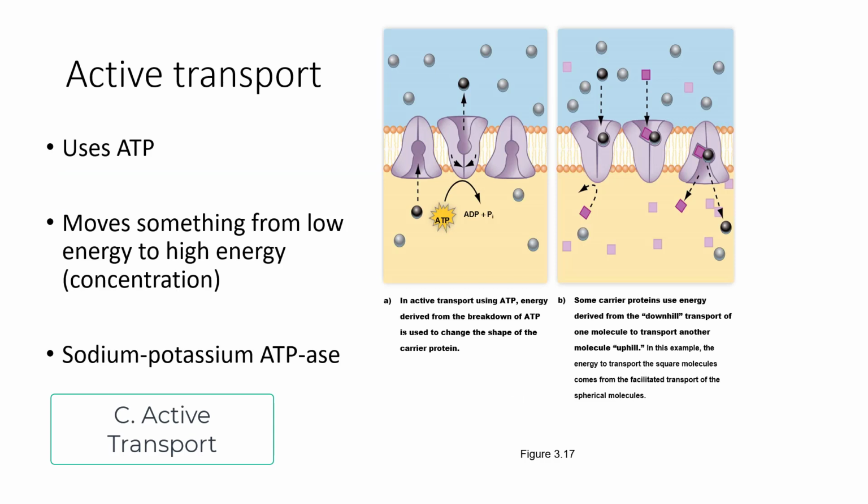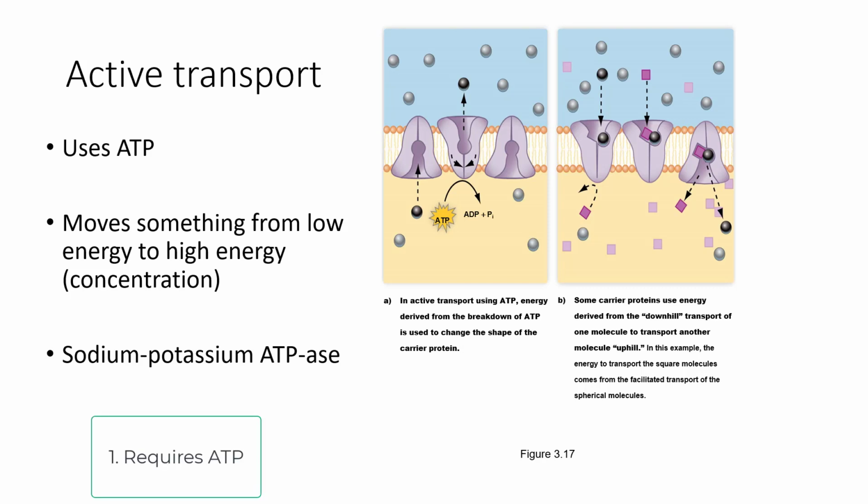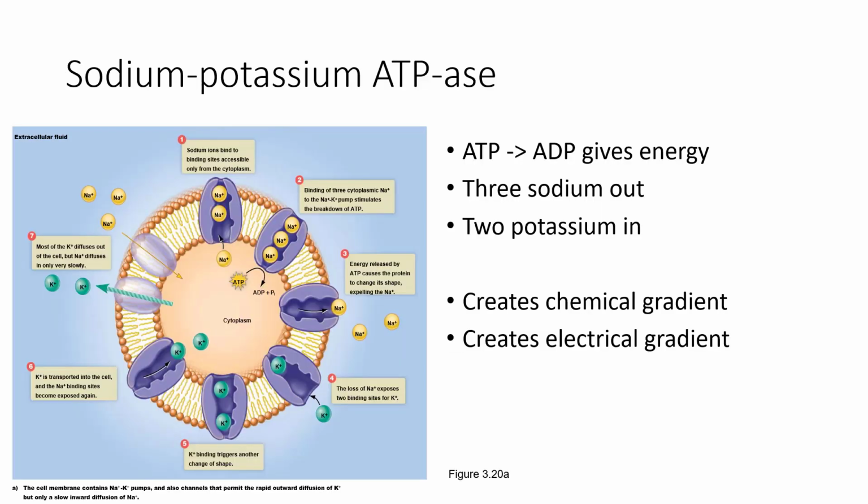Active transport uses ATP to move something against its concentration gradient. Those little black balls, they don't want to be outside. They want to be inside because there's a lower concentration of those black balls inside than outside. So it takes energy to yeet them out. That is active transport. A great example of active transport is the sodium-potassium ATPase.